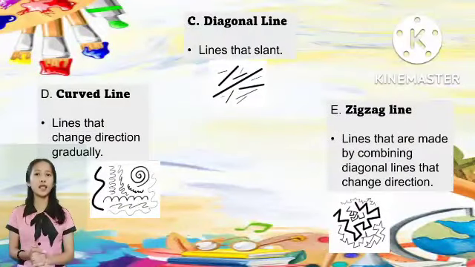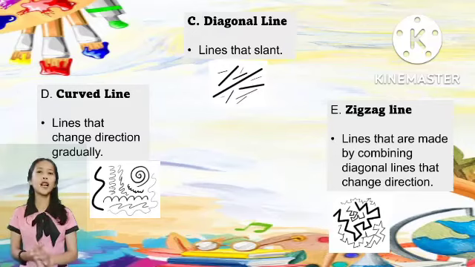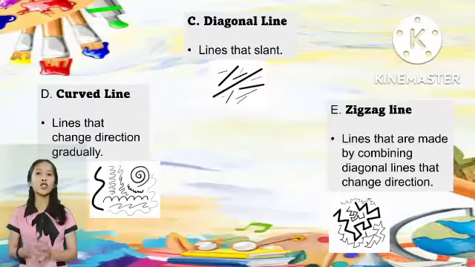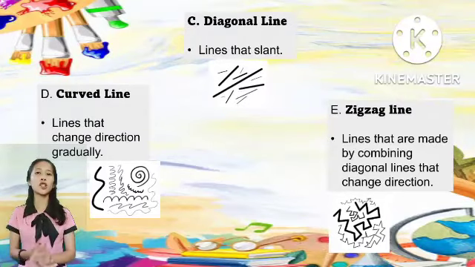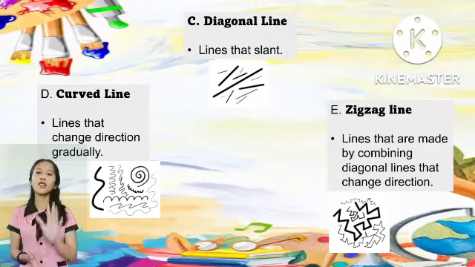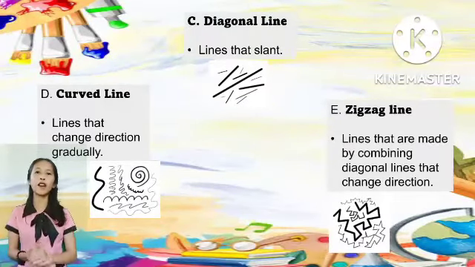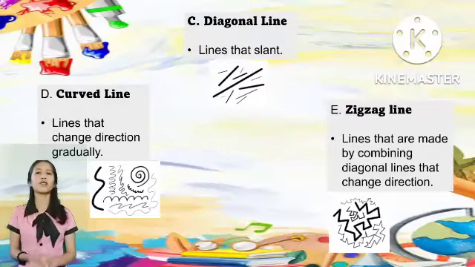Lastly, we have the zigzag line. These are lines that are made by combining diagonal lines that change directions. Zigzag lines are a series of diagonal lines joined at the ends. They can convey action and excitement as well as restlessness and anxiety. These five types of lines, when viewed in a work of art, create confusion. They suggest actions and excitement.